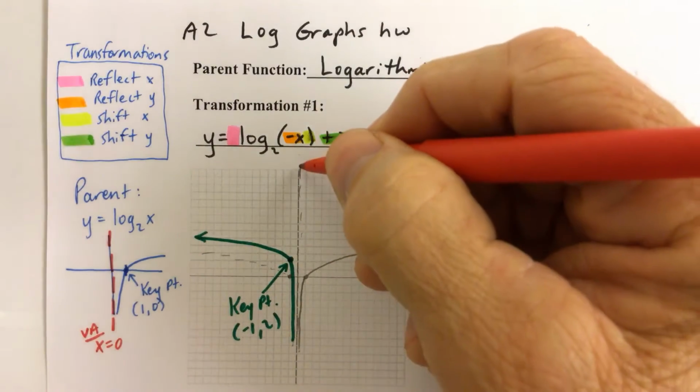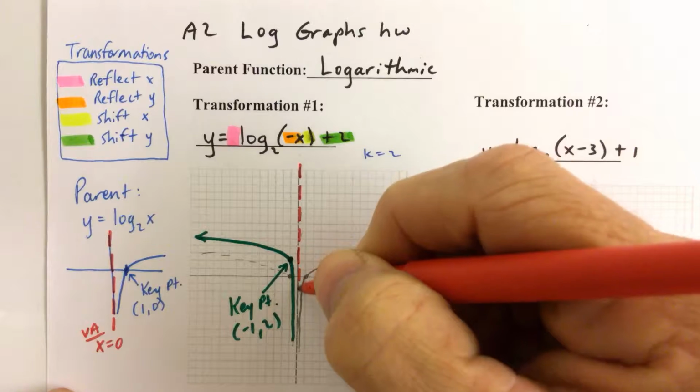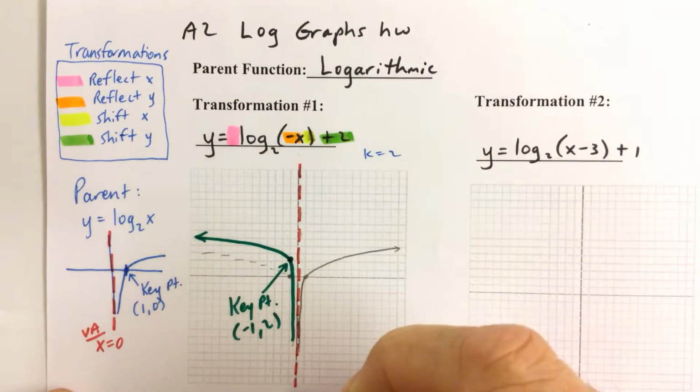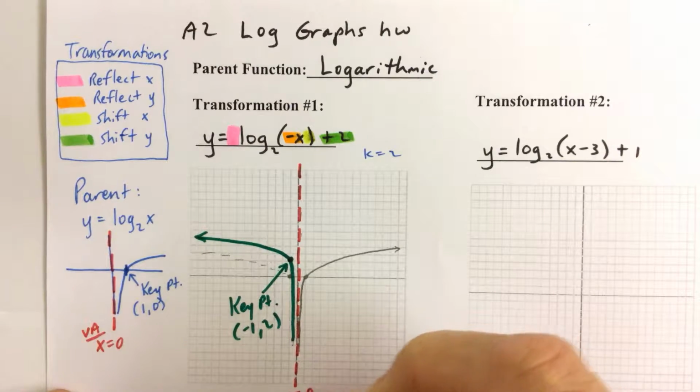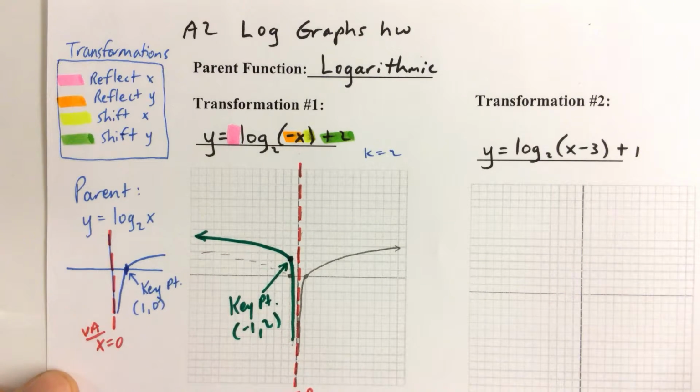But the asymptote didn't change because we didn't move the function log base 2 of x to the right or to the left. That's the only time you would ever move a vertical asymptote, is if you're shifting the graph to the right or left. Shifting it up or down doesn't move the asymptote because it's vertical. So you don't move a vertical asymptote up or down. So that takes care of the graph.